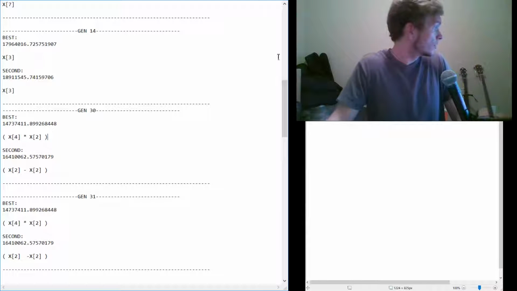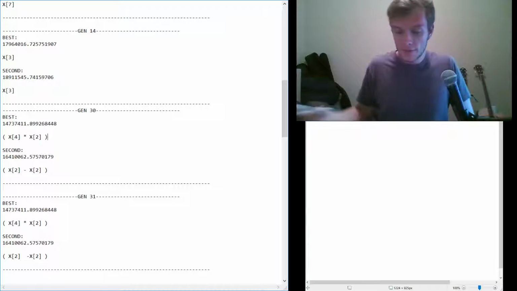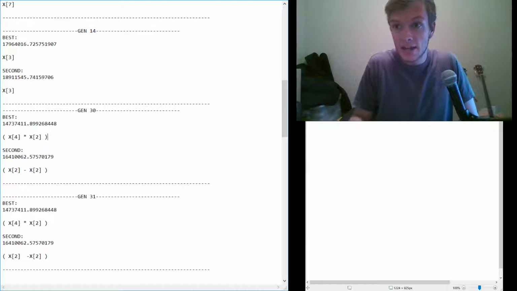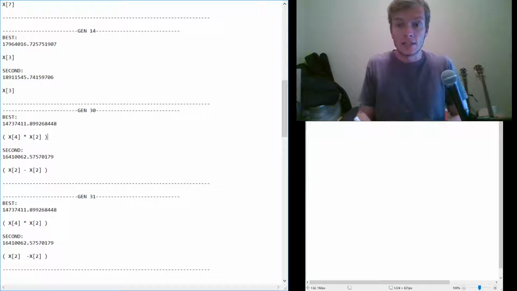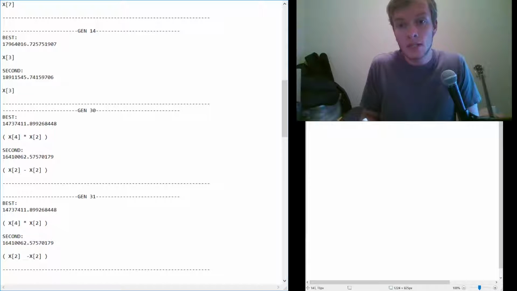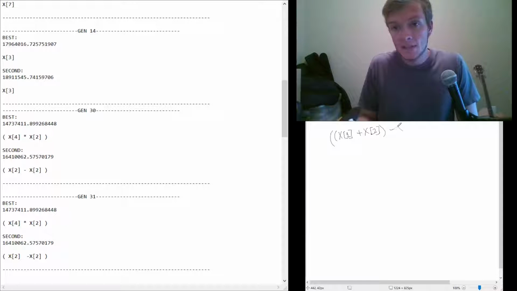So I want to just show you what the actual equation this AI is attempting to achieve is. The way that I wrote it is x1 plus x2 minus x3, all times x4.